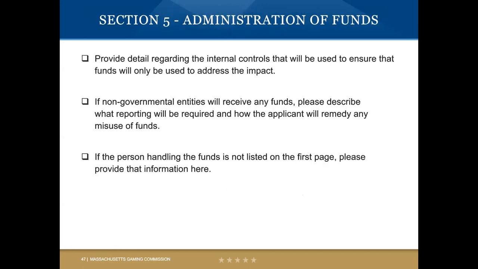Next, the administration of funds. This section is very important, as the person who is responsible for the administration of funds may also be the person who needs to submit a quarterly report and the annual report. If they are not listed on the first page of the application, which is the basic data of the grant, please fill in their name here so that we have them in our database.